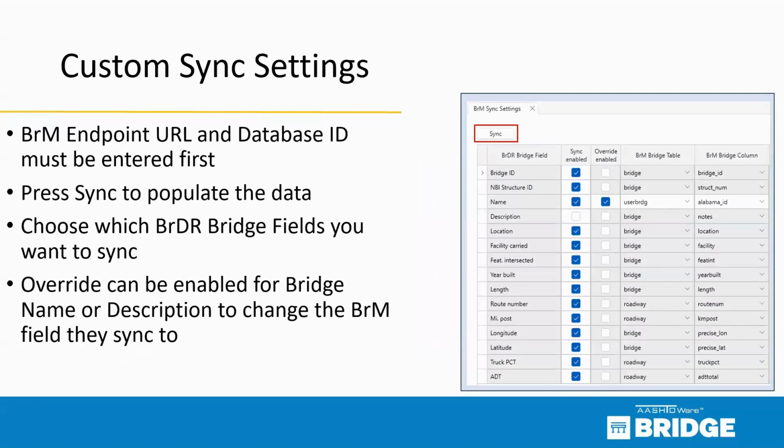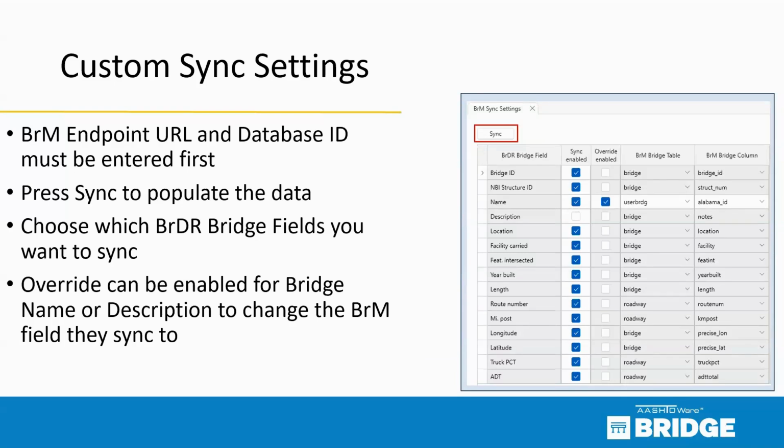So then you go to the custom sync settings, which is also in the configuration. And you'll have to be sure that that endpoint URL and database ID is entered so that you can click that sync button that's highlighted in the red box. So once you click sync, it'll populate all these fields, and it'll also fill in the BrM bridge table and BrM bridge column boxes with the information from BrM. So then you just go down and check all the boxes that you want to sync up with BrM.